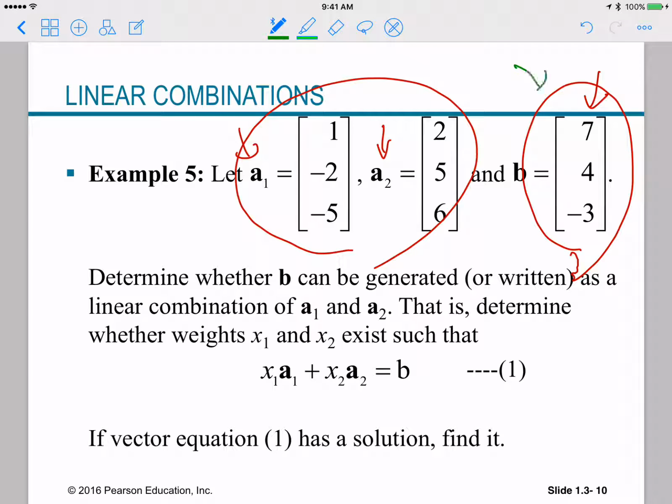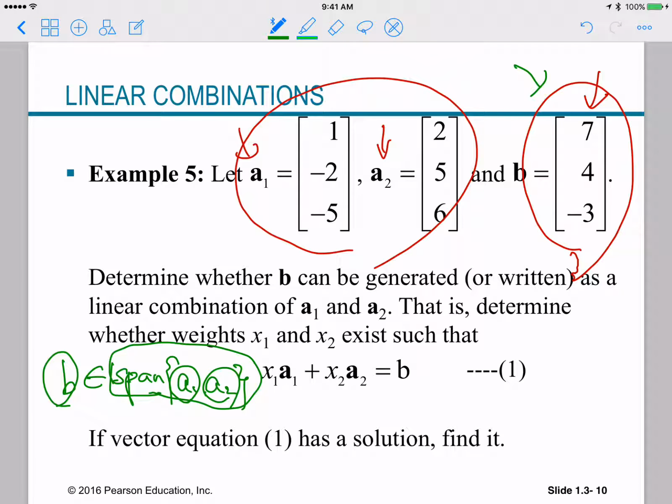This vector B belongs to... so those two are vectors, and the span means it's a collection of all the possible points of a linear combination of A1 and A2 by freely changing X1 and X2. And if B belongs to this set, then we can definitely say our equation has a solution.